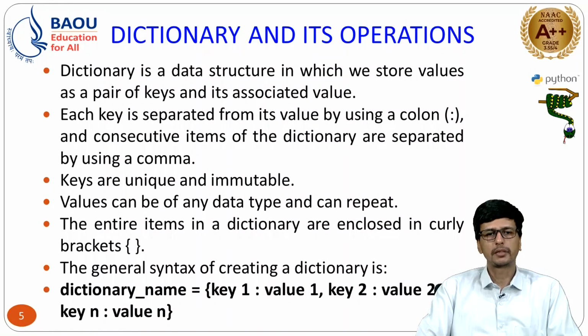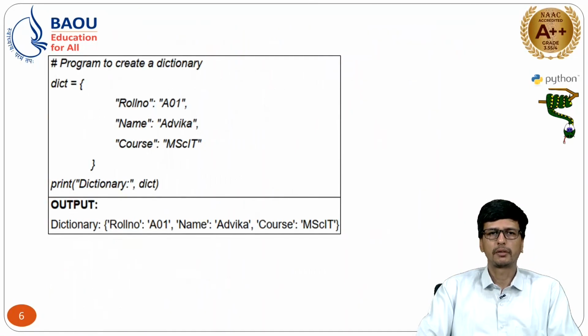You can observe on the screen key 1, then after the colon value 1, that means value 1 is associated with this key 1. Then after a comma, key 2 colon value 2, this value 2 is associated with key 2, right? That is the application of a dictionary. Suppose you want to store roll number as well as the name as well as the marks, or whatever data, in some pair format or mapping format. In that case you use this dictionary.